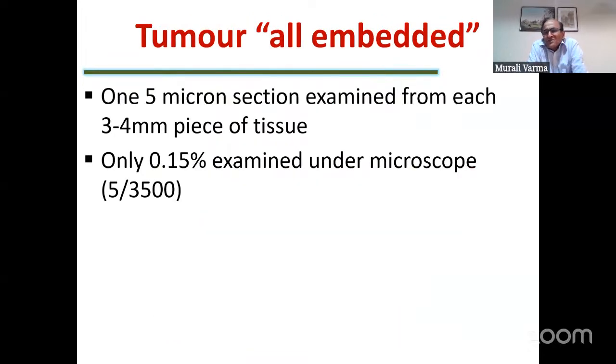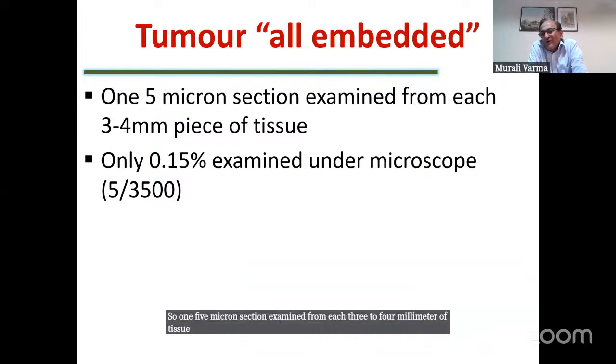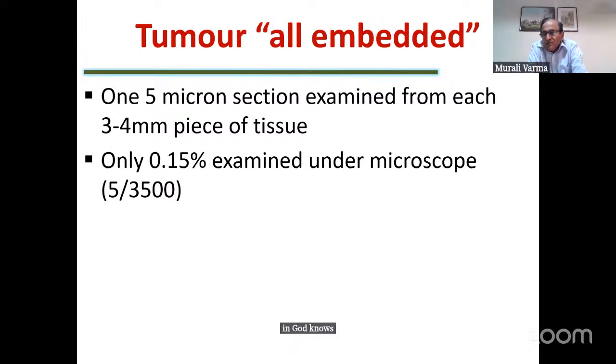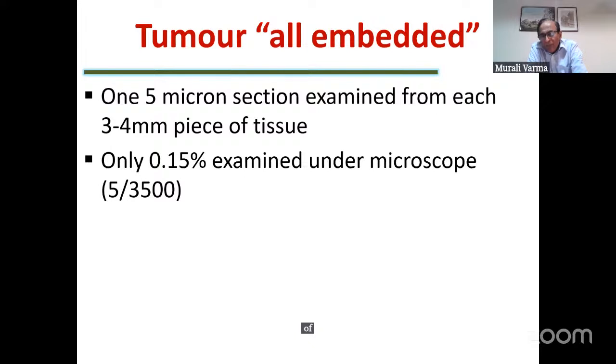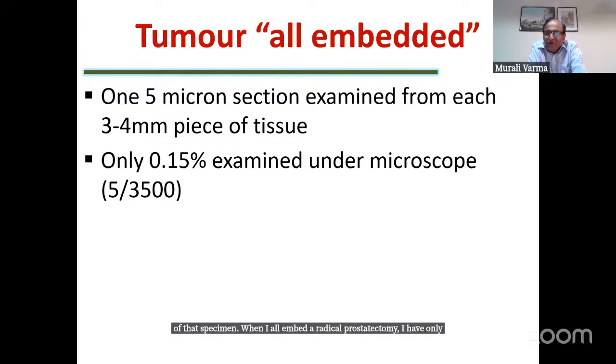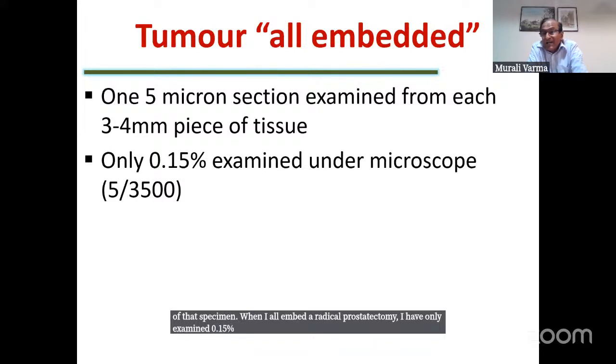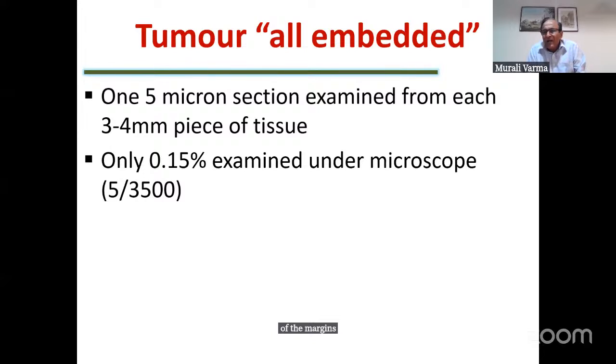So one 5 micron section examined from each 3 to 4 millimeter of tissue would amount to 0.15%. So if I take a mastectomy specimen and embed it all in God knows how many blocks, I still would have examined only 0.15% of that specimen. When I embed a radical prostatectomy, I have only examined 0.15%, or actually even less than that, of the margins or of the specimen. So be aware of that.